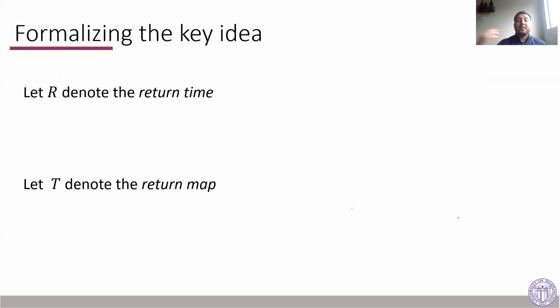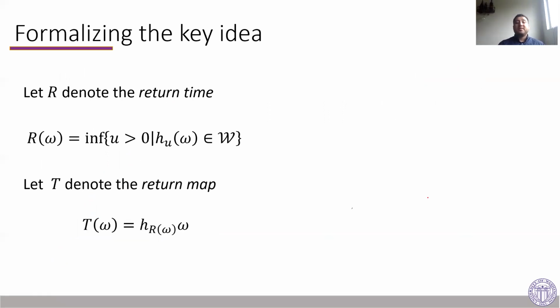And then we can play a similar game, and now we can try to formalize this idea. So let's let R denote the return time to W, and let T denote the return map to W. By return time, I just mean the amount of time that I need to wait before I come back to W. And T is the return map. So now it's like the induced dynamical system: if I have omega, then T of omega is what I get after waiting that amount of time. If I wait that amount of time, then I've come back. So I'm in W. So this is what I mean by T, the return map.